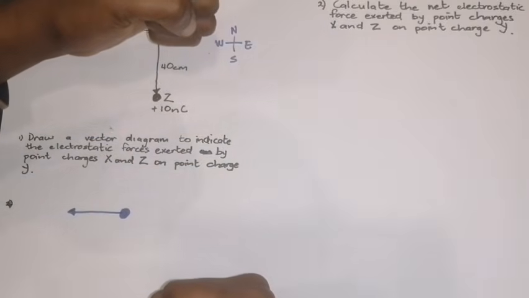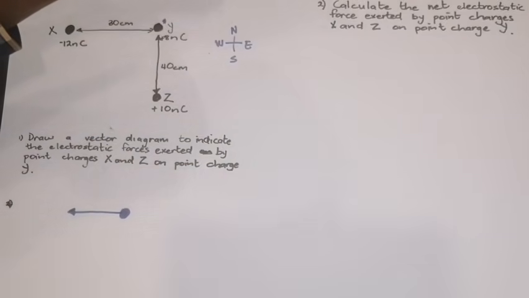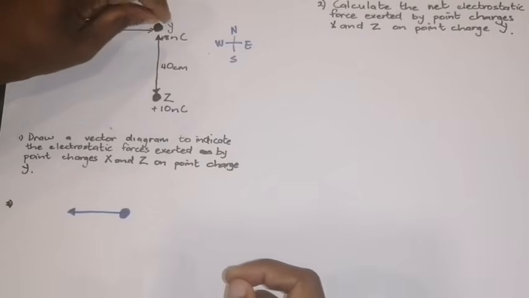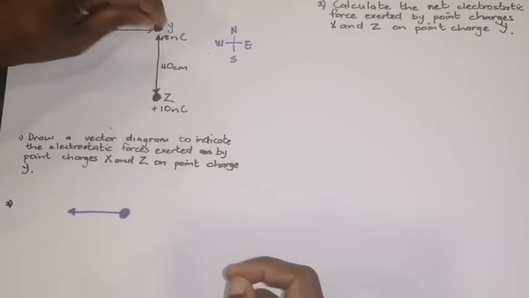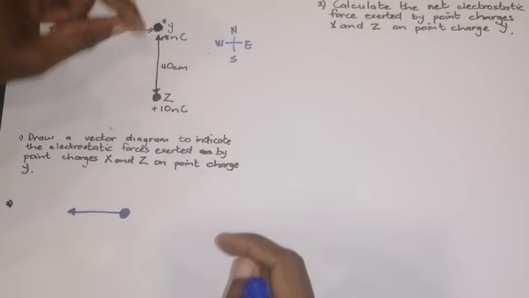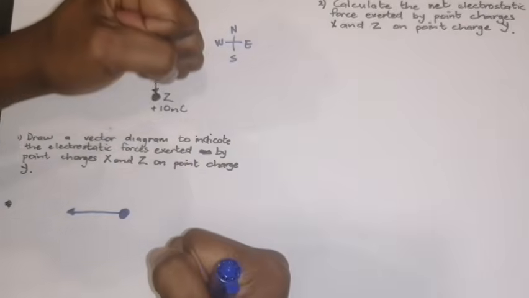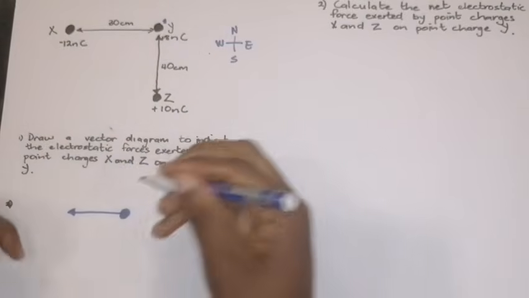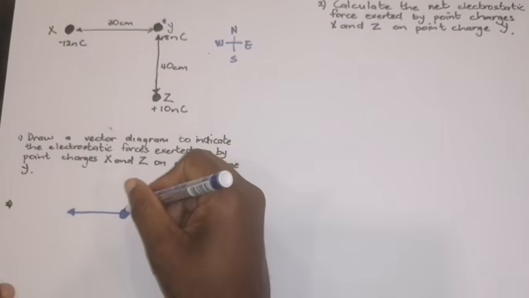Which one are we focusing on? We're focusing on Y. What is the direction of the force that Y feels because of Z? In this case, it would be towards the north. So what I'm going to do there is draw that.